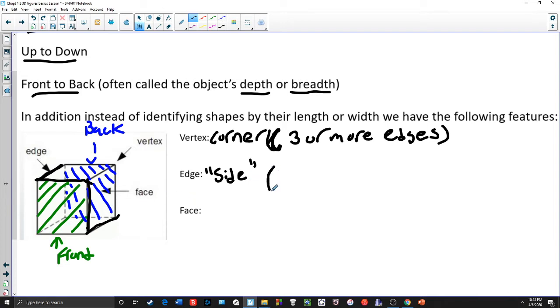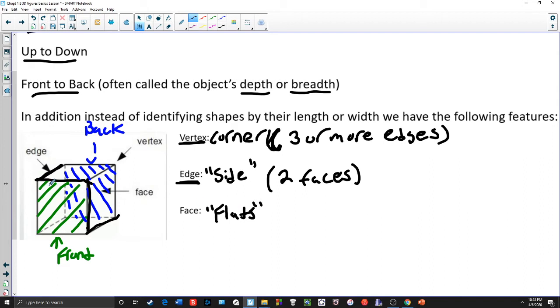Those can be described as a meeting of two faces. So when two faces meet, they form an edge where they intersect. So this is the intersection of two faces. This is the intersection of three or more edges. So three or more edges intersect to make a vertex. Two or more faces intersect to make an edge. And then a face is simply the flats of the shape.